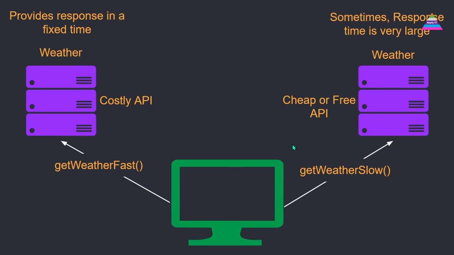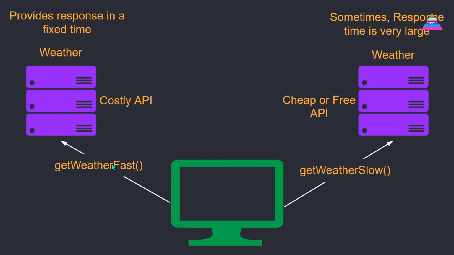So let's add more information to our existing situation. Our getWeatherFast API function provides a response in a fixed time. Whatever time it takes is fixed. Whereas the other API implementation, that is the getWeatherSlow API function, sometimes has a very large response time. The behavior of this getWeatherSlow API function is not predictable. Sometimes it generates a response very quickly, and sometimes it may generate a response with a large response time.